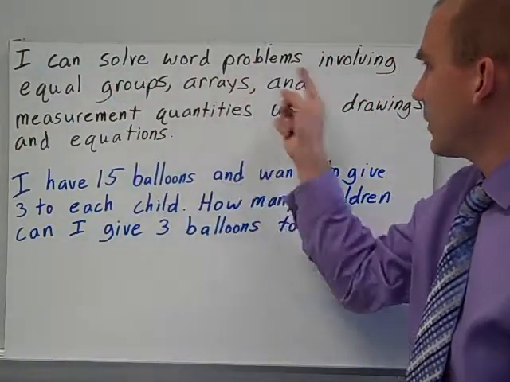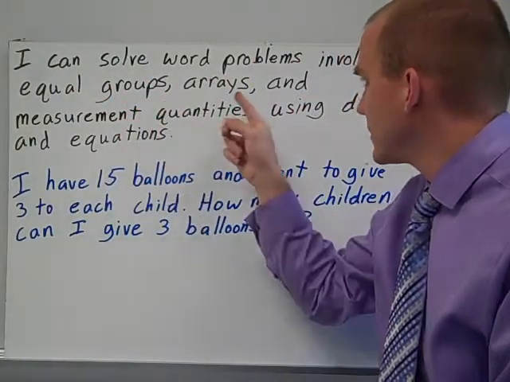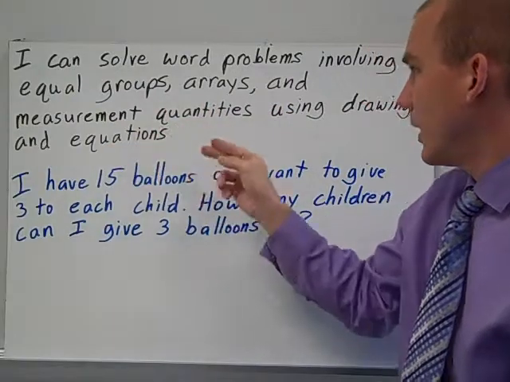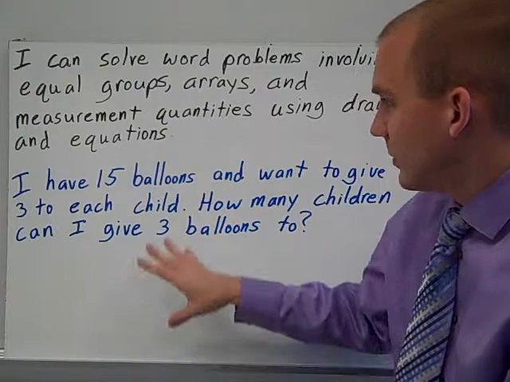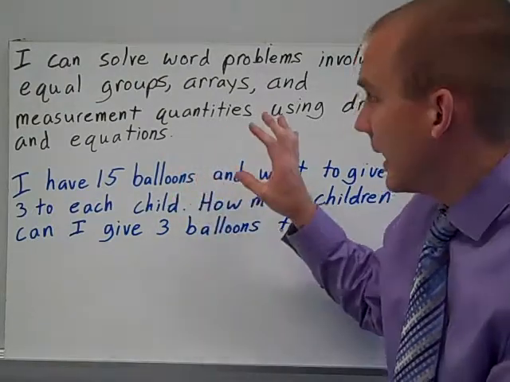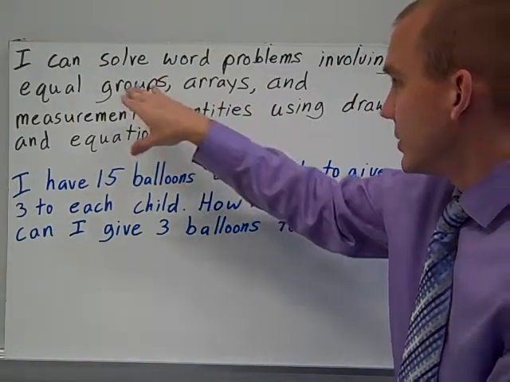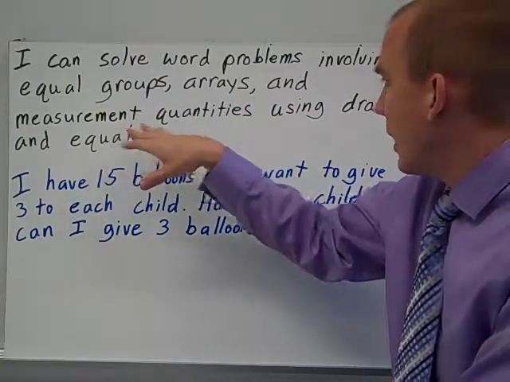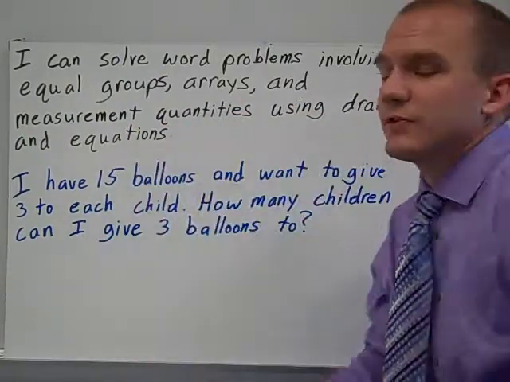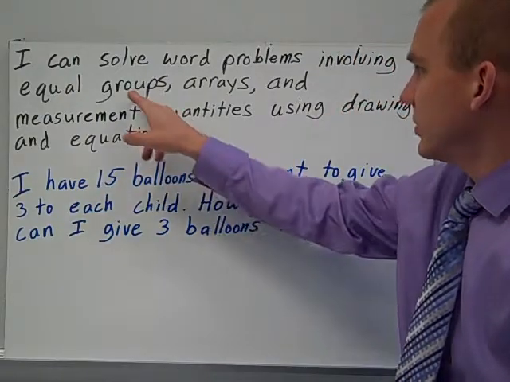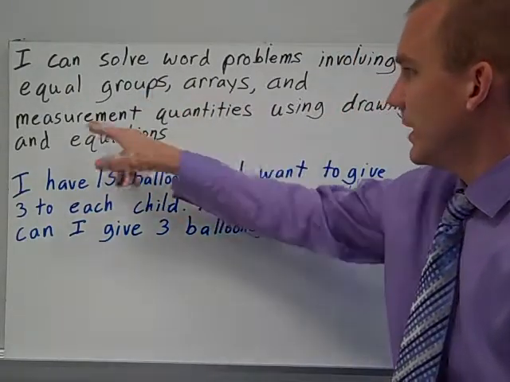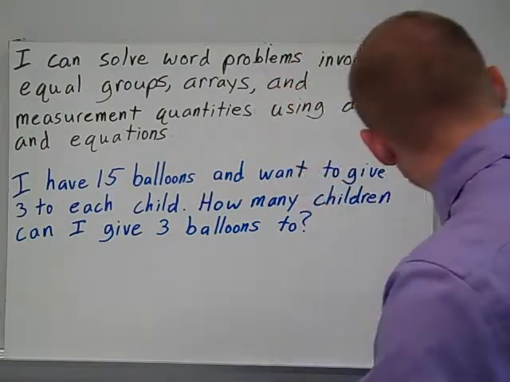I can solve word problems involving equal groups, arrays, and measurement quantities using drawings and equations. So the first thing we're going to do is just solve some word problems, and then I'm going to point out how each one is using equal groups, arrays, or measurement quantities. We're going to be using drawings and equations for every single one. That's the point of this. We use drawings and equations, and they're going to do it in three different ways: groups, arrays, and then measurement quantities.